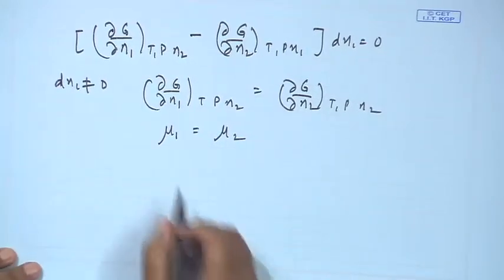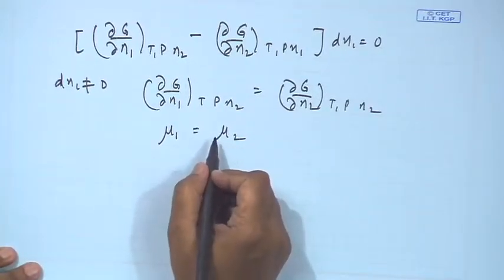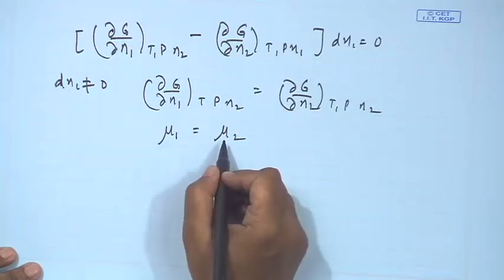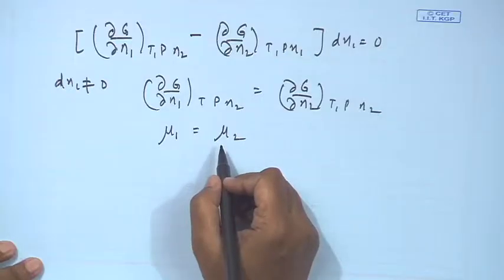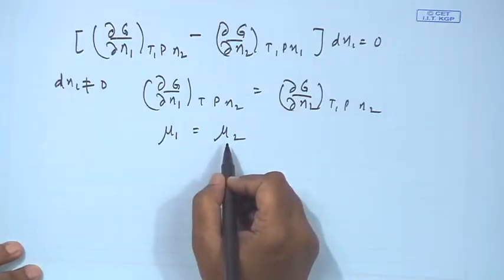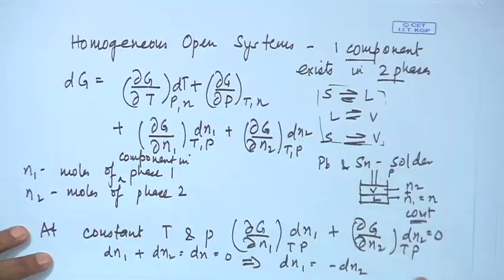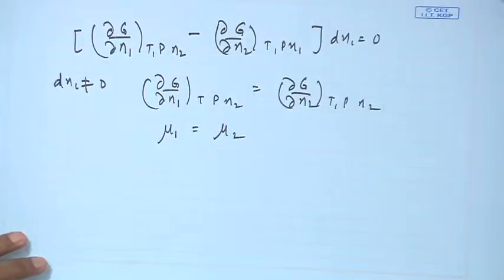So if transfer occurs under a condition such that mu 1 is not equal to mu 2, then in that case there is going to be mass transfer until mu 1 becomes equal to mu 2. And in the process of this mass transfer, what do we find? We find that the system with the larger chemical potential shrinks, and the system with the smaller chemical potential increases in size, until the chemical potential of both the open systems, say the liquid and the vapor, become equal.